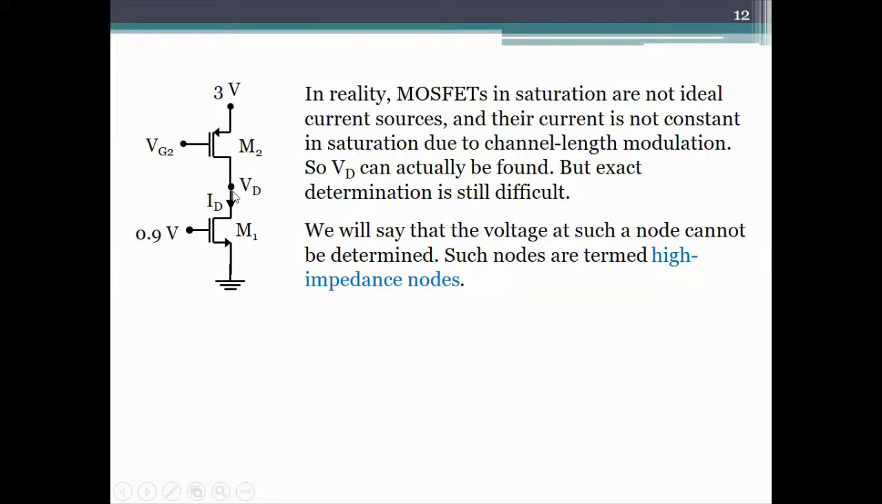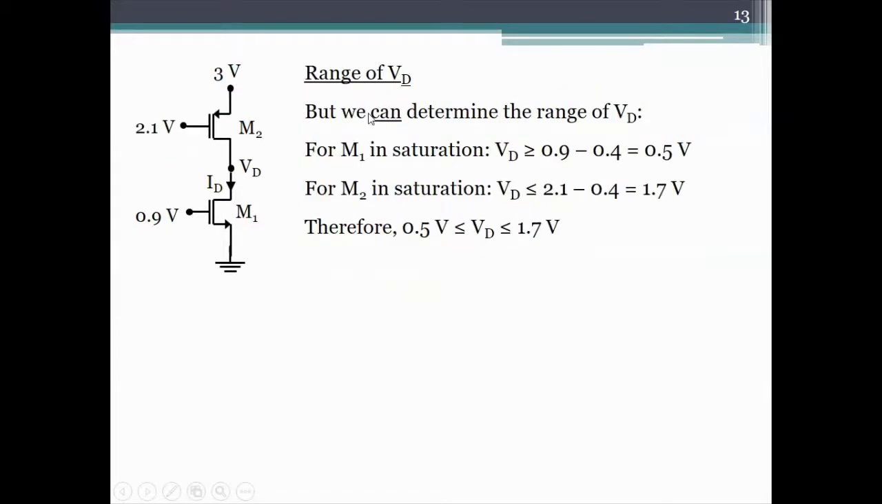That is why this is a circuit where Vd is very difficult to accurately predict. What we can do at the same time is determine the range of Vd, because we have determined that M1 and M2 are in saturation. So to keep M1 and M2 in saturation, Vd has to be in a certain range. Vd has to be greater than 0.5 volts to keep M1 in saturation. Vd has to be less than 1.